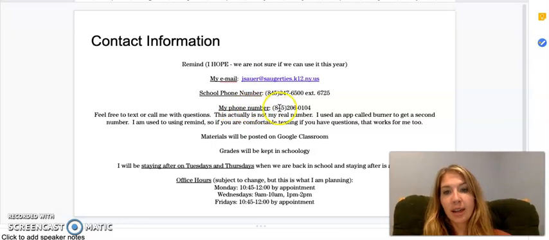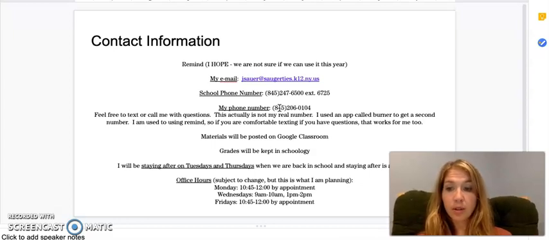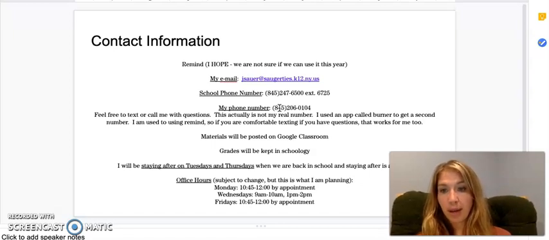So I did get a phone number from this app called Burner, so it's a different phone number. It's not my actual phone number. If you're comfortable with that, you can text me. I don't mind. You can call if you have a question during school hours. Probably only call during school hours, but you can text really anytime. I'll get back to you when I can.